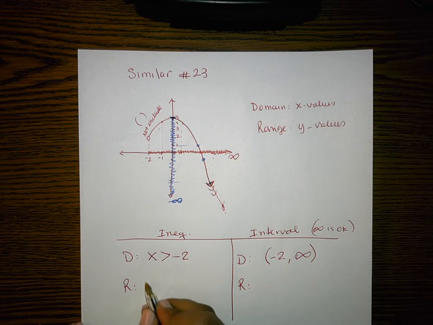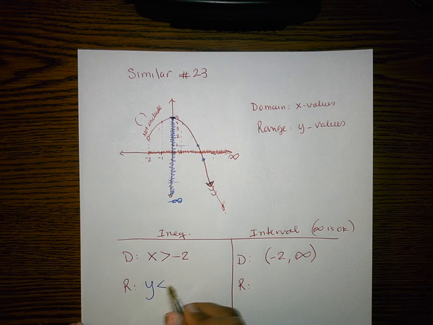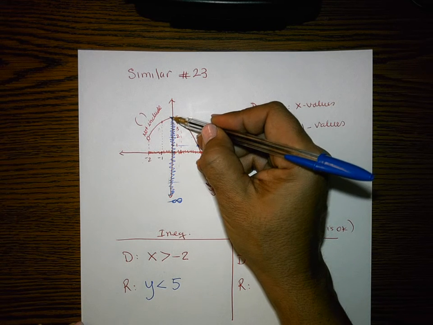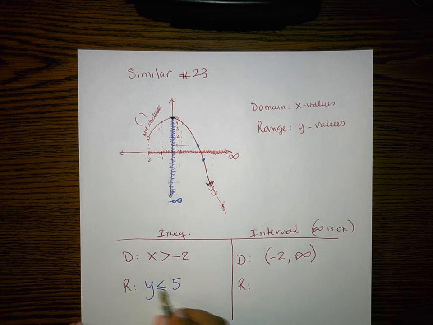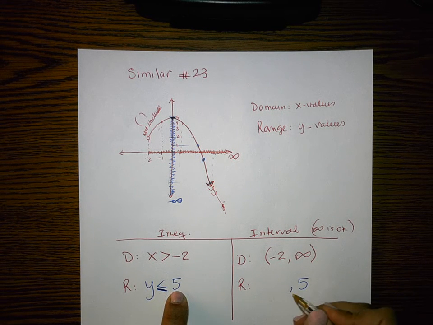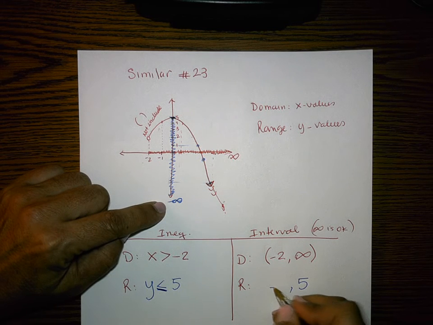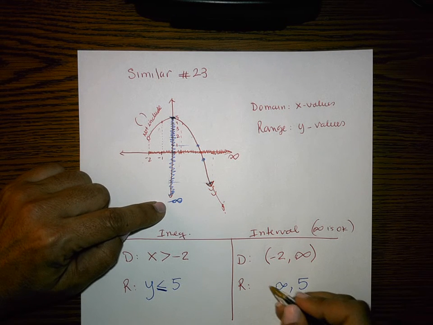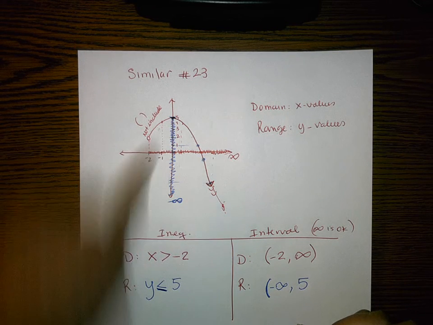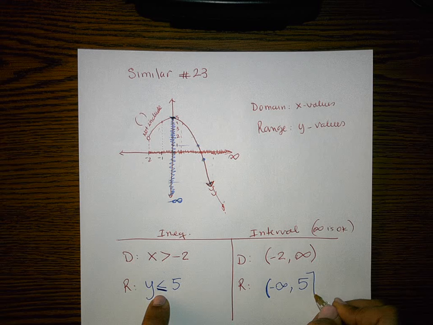All the y values that are less than or equal to positive 5. Do I include it? Yes, there are no open circles here, so it is included, all the way to positive 5, including the 5. So 5 is my highest value, and the lowest will be negative infinity. So we put a parenthesis because that's what infinities get. And because I included the 5, we need a bracket.